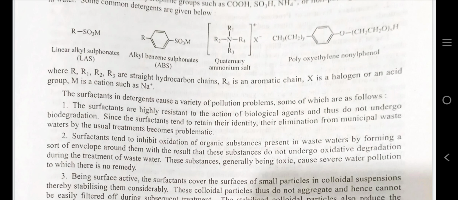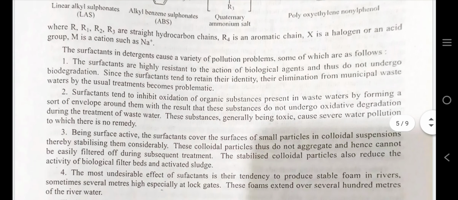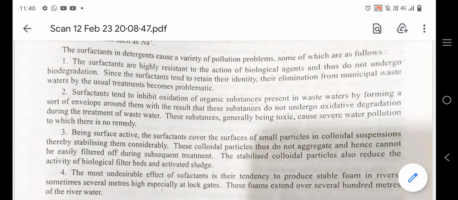Surfactants tend to inhibit oxidation of inorganic substances present in wastewaters by forming a sort of envelope around them, with the result that these substances do not undergo oxidative degradation during the treatment of wastewater. These substances, generally being toxic, cause severe water pollution to which there is no remedy.